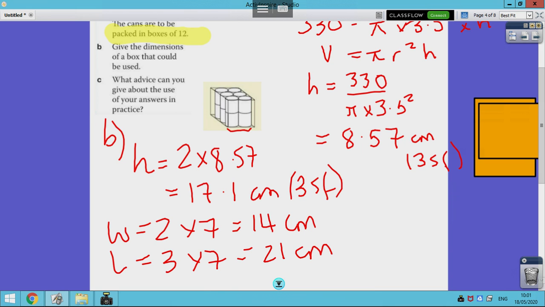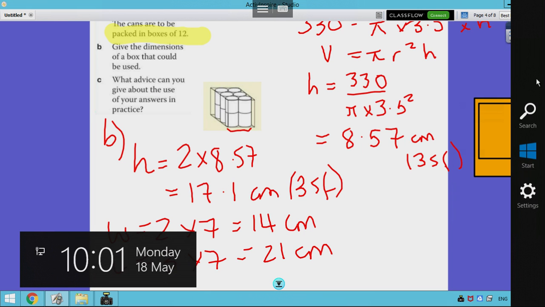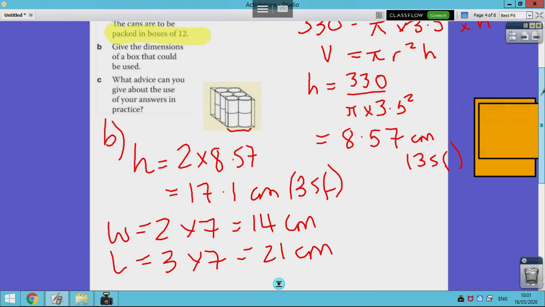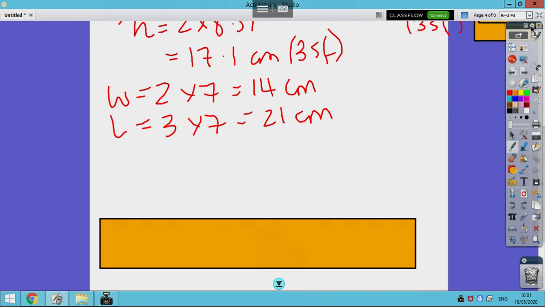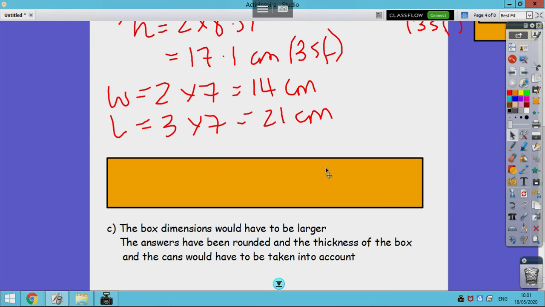Now, what advice can you give about the use of your answers in practice? Would it be a good idea to use the answers we've just found? No, probably not. We'd have to make some extra allowances, and here is why. I've typed it out. Part C: the box dimensions would actually have to be larger than what we've said because the answers have been rounded, and the thickness of the box and the cans would have to be taken into account, which we have not done in our answer.